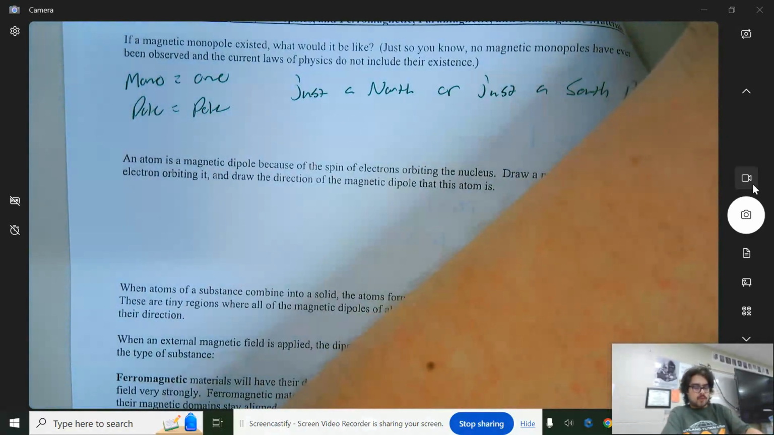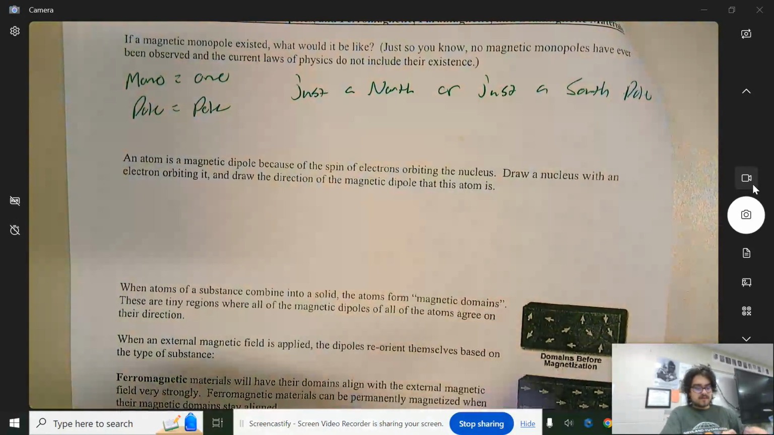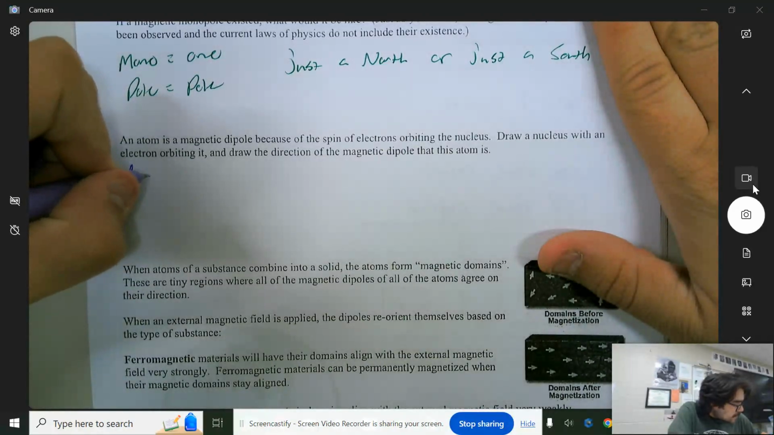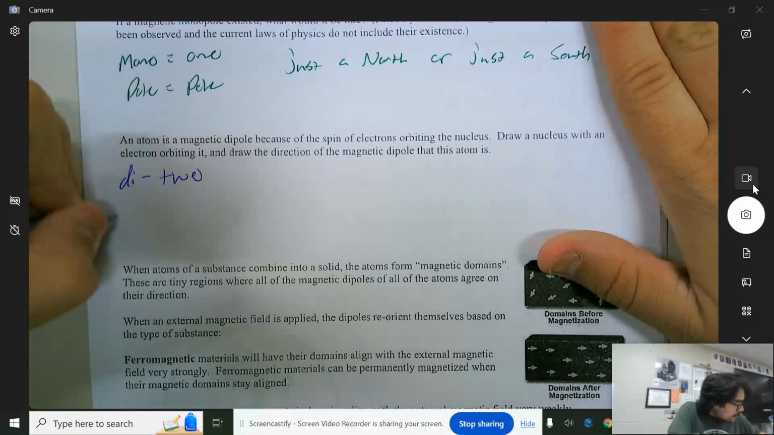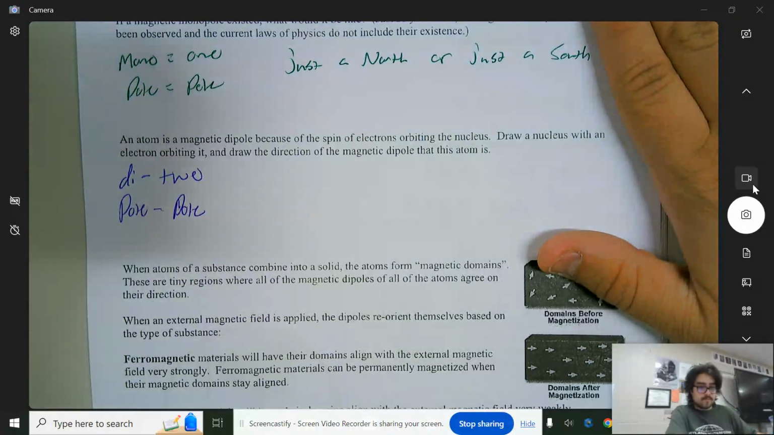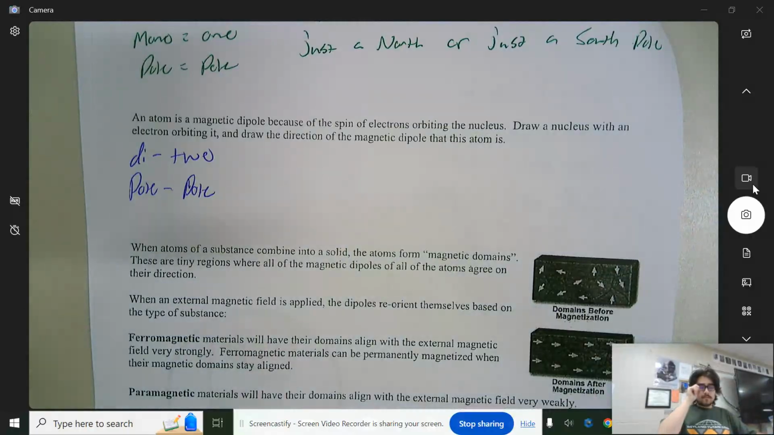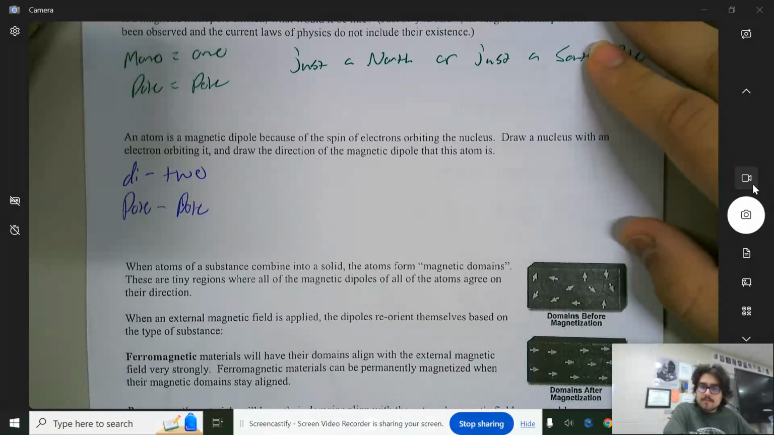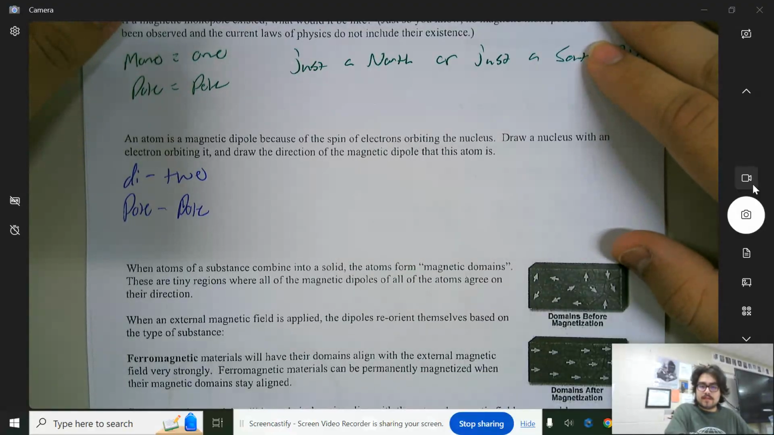What about a dipole? What does the prefix di mean? Di means two, and pole, you guessed it, means pole, okay? So it means that it has two poles, right? An atom is technically a magnetic dipole because of the spin of electrons orbiting the nucleus, okay?